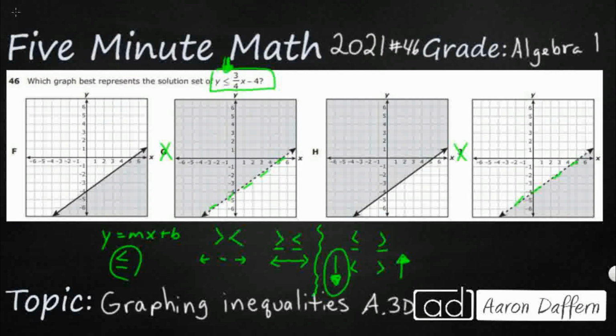So look at this. I've already eliminated G and J. H is shading above the line. So the only one that's left is F. Now, let's double check, right? What do we know about F? All of this information just came from this inequality right here.